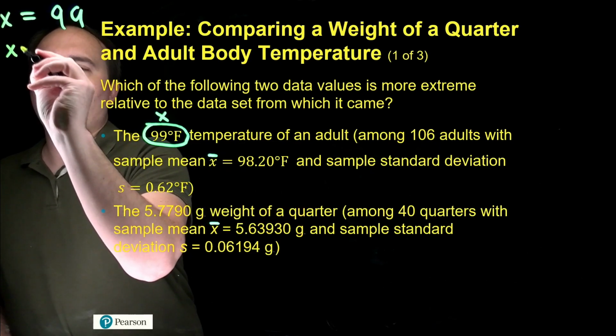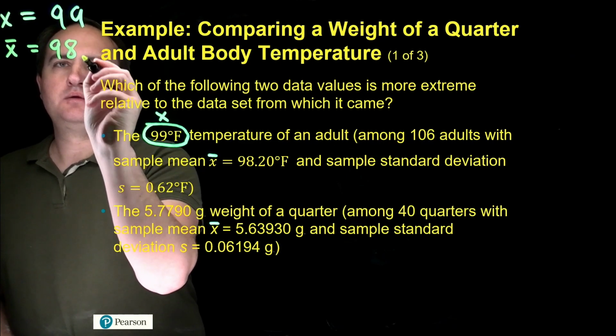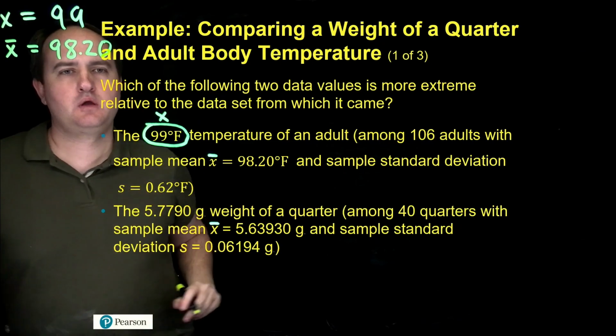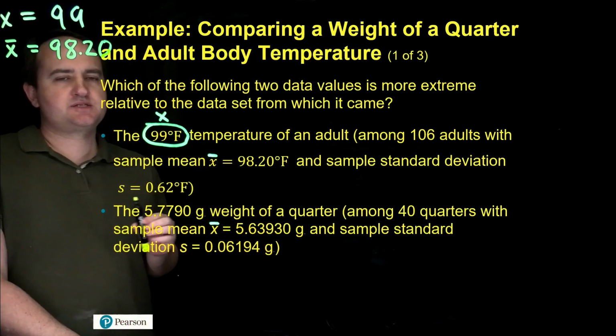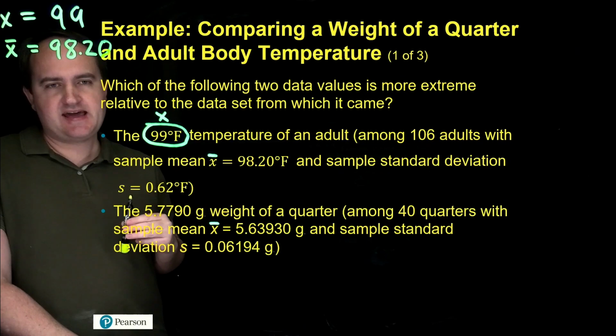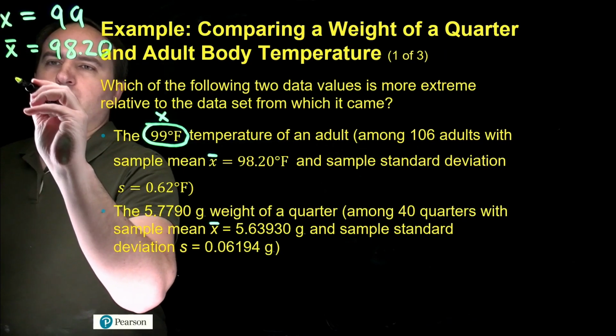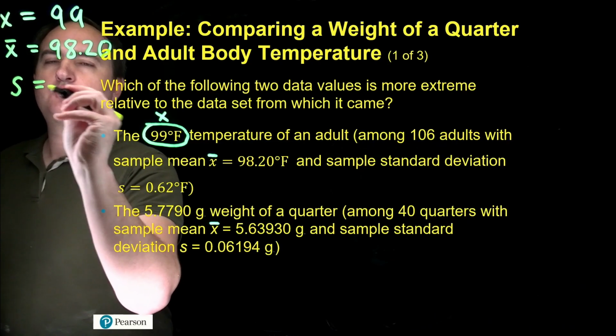So x bar equals 98.20. And then the last thing we need for the z-score formula is s equals 0.62. Okay, so s equals 0.62.